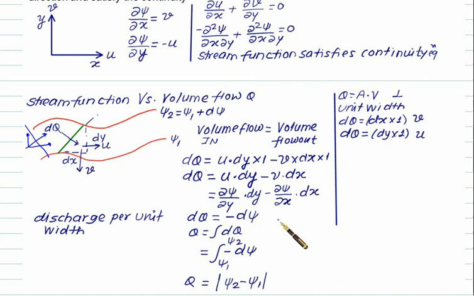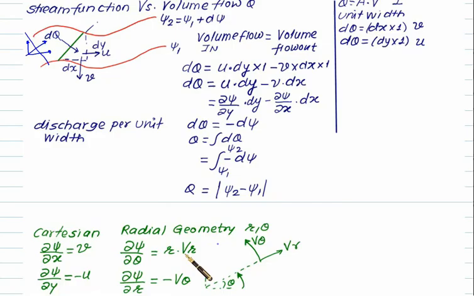The physical meaning of the stream function is that it calculates the discharge per unit width. In the Cartesian system, the stream function differentiated with respect to x gives the velocity v, and differentiated with respect to y gives the velocity u, and one of the values we have to take negative to satisfy the continuity equation.